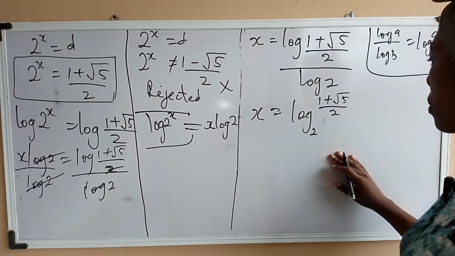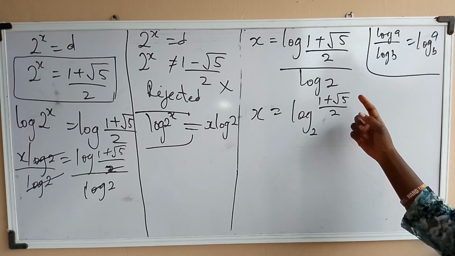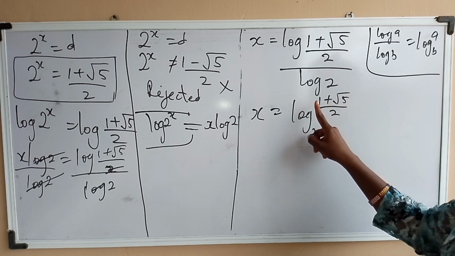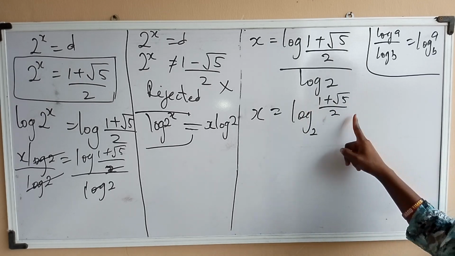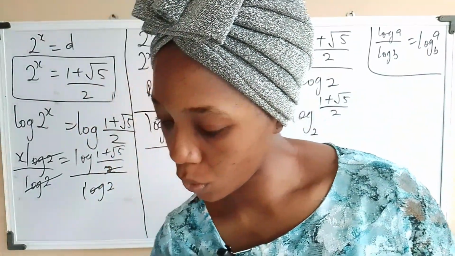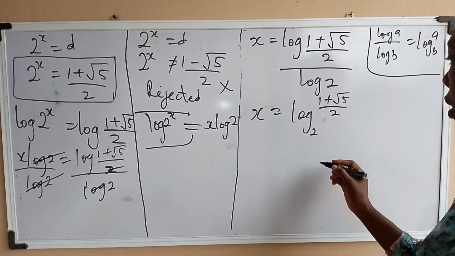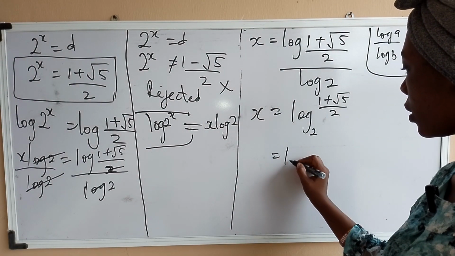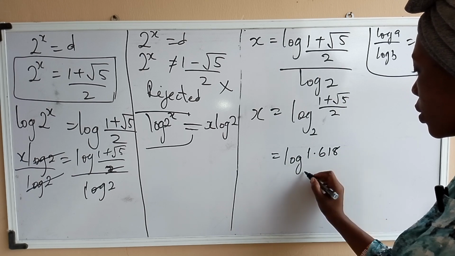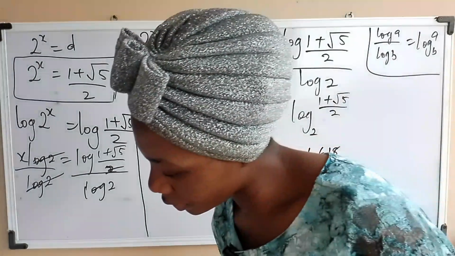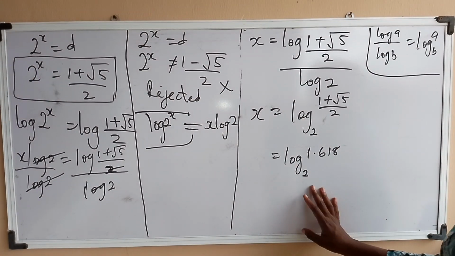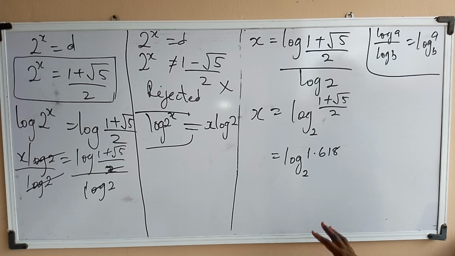So from here, we're going to find the actual value for root 5. The square root of 5, we add it to 1, divide by 2, and when you punch your calculator, we'll have it as 1.618. That will give us log 1.618 to base 2. Am I right? Yes. So 1.618 to base 2.